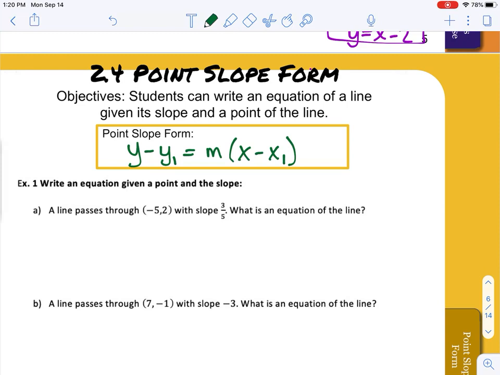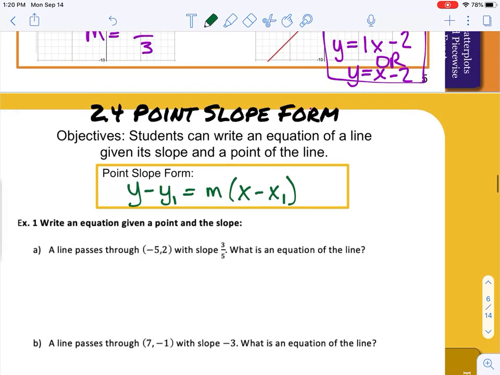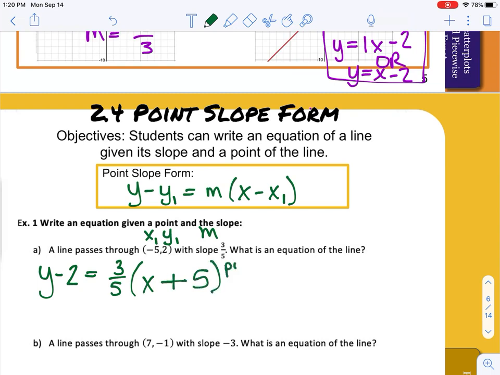There are two ways we can write this. We can use point slope form, or what we used the other day, slope intercept form. We're going to start with point slope form, and then we'll find slope intercept from there. So we have x1, y1, and we have our slope m. I'm going to just plug it in. Y minus y1, which is 2, equals 3/5 times x minus -5, or plus 5. And this is already our point slope form. Pretty easy to get there, right?